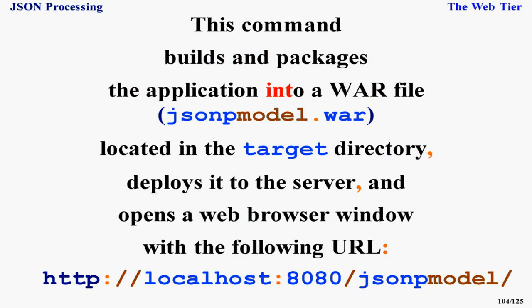This command builds and packages the application into a WAR file, JsonPmodel.war, located in the target directory, deploys it to the server, and opens a web browser window with the following URL, http://localhost:8080/JsonPmodel.